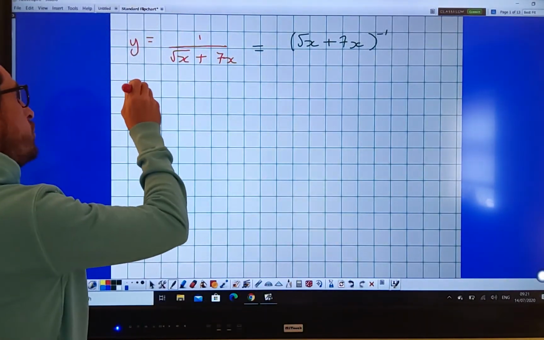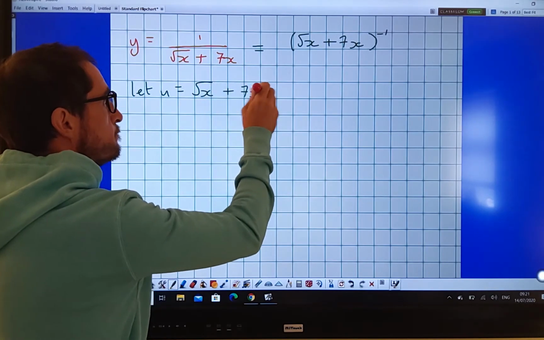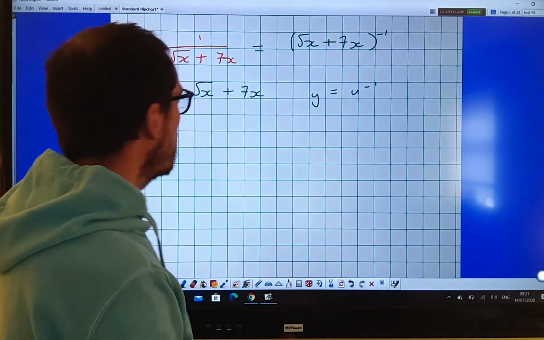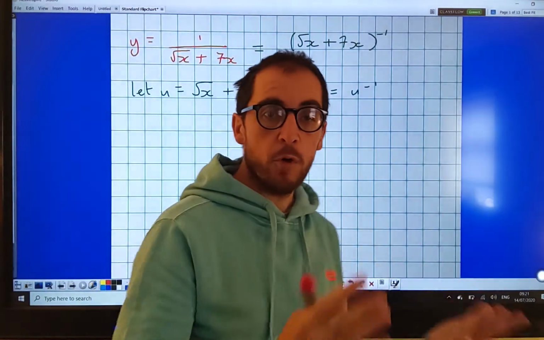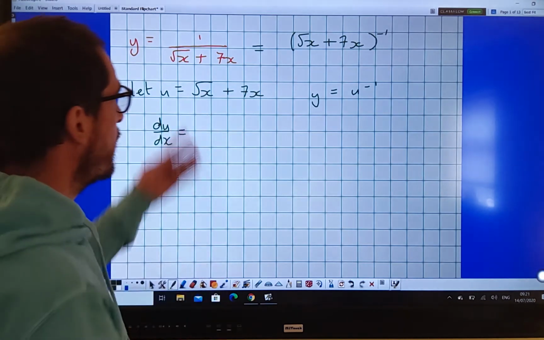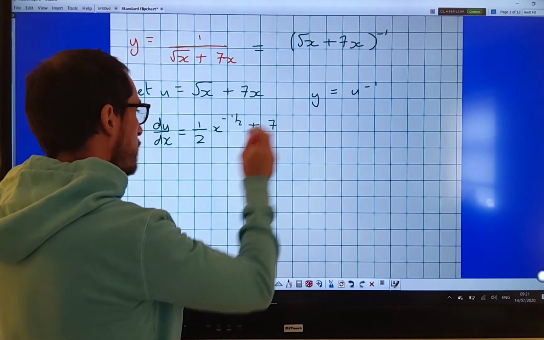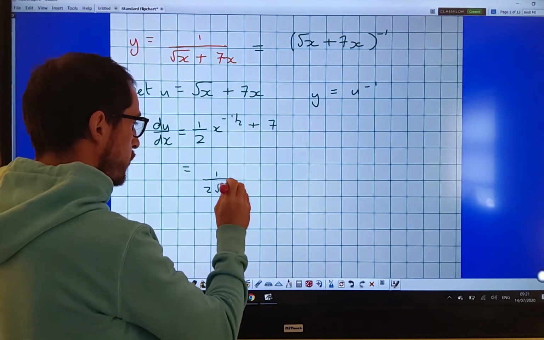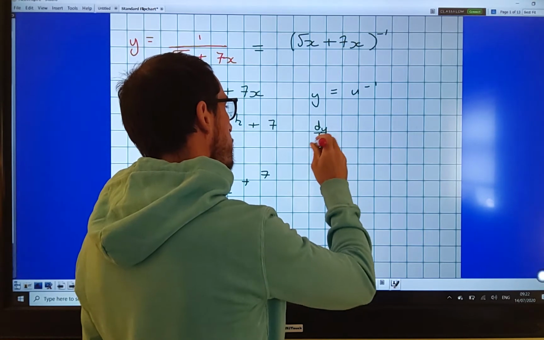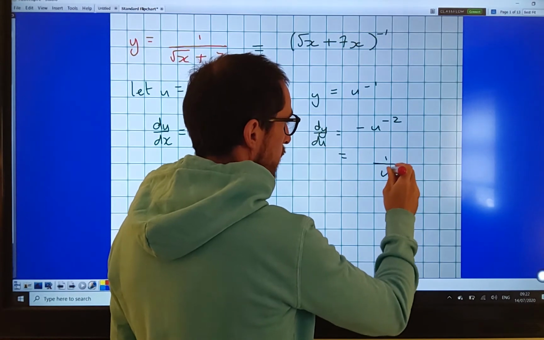So what I'm going to do is let u equal the square root of x plus 7x. So y will now become u to the power of minus 1. Then you differentiate both of these and multiply them. So du dx: that's x to the power of a half, so it will be half of x to the minus a half, plus 7, which is 1 all over 2 root x, plus 7. And dy du is going to be equal to minus u to the power of minus 2, which is 1 over u squared.